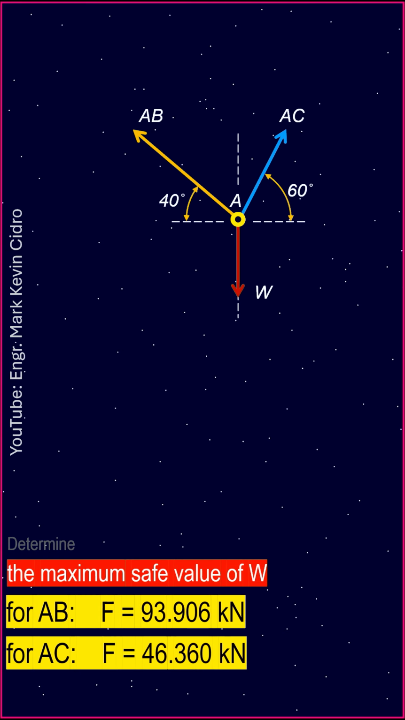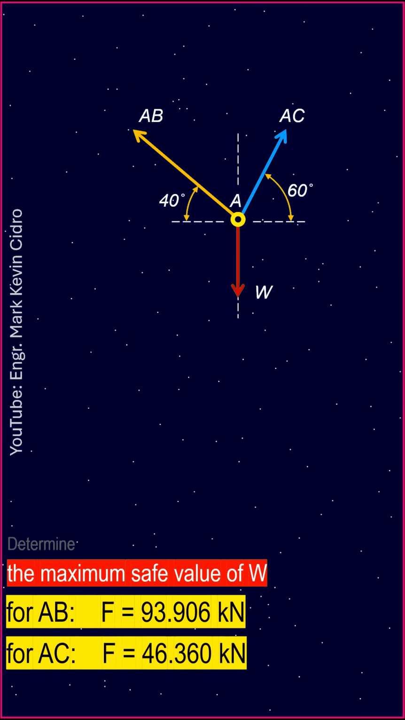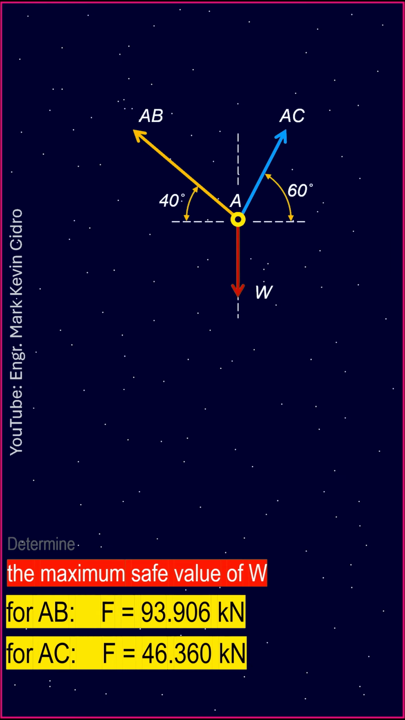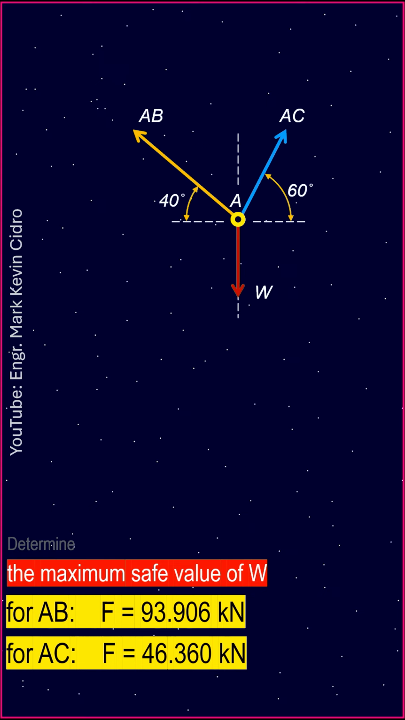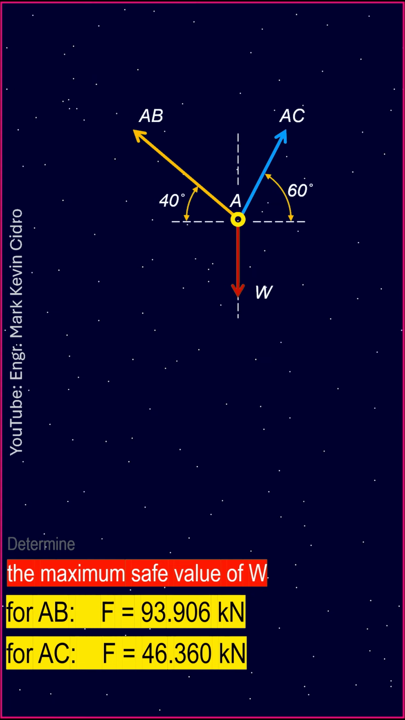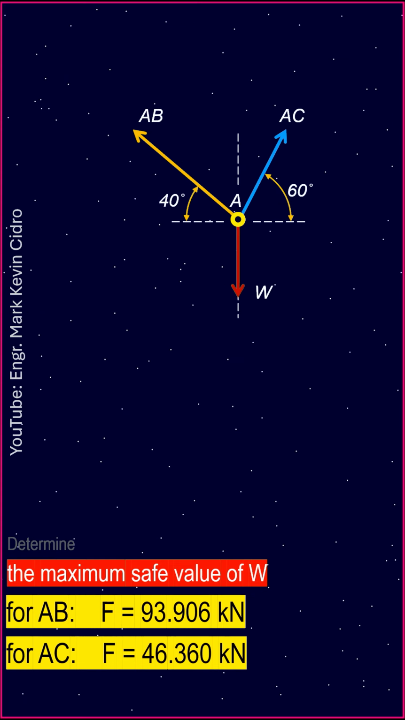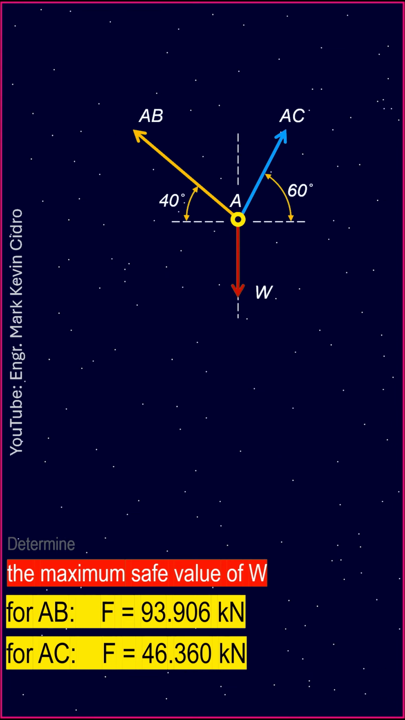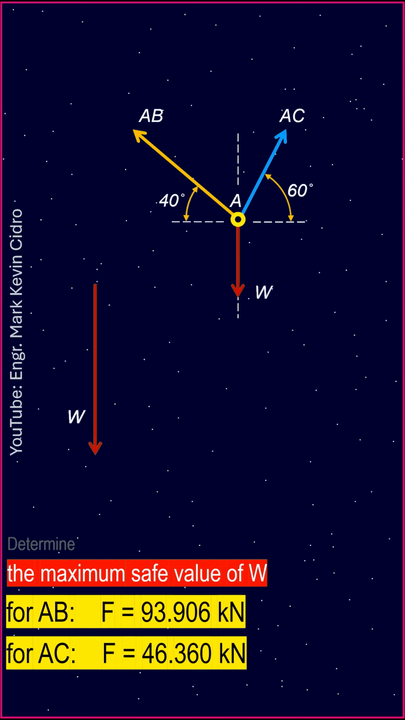What we can do instead is to solve for W using the maximum allowable force for AB and solve it again using the maximum allowable force for AC. So we will do that here. What we can do first is to draw the force polygon of the free body diagram like this.